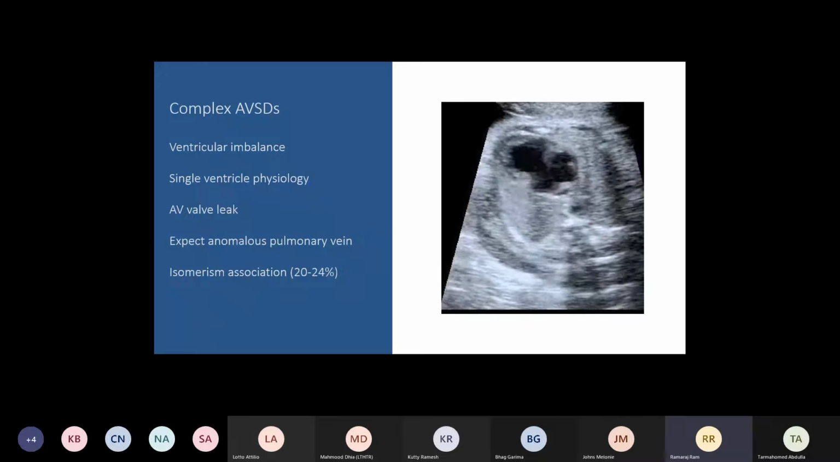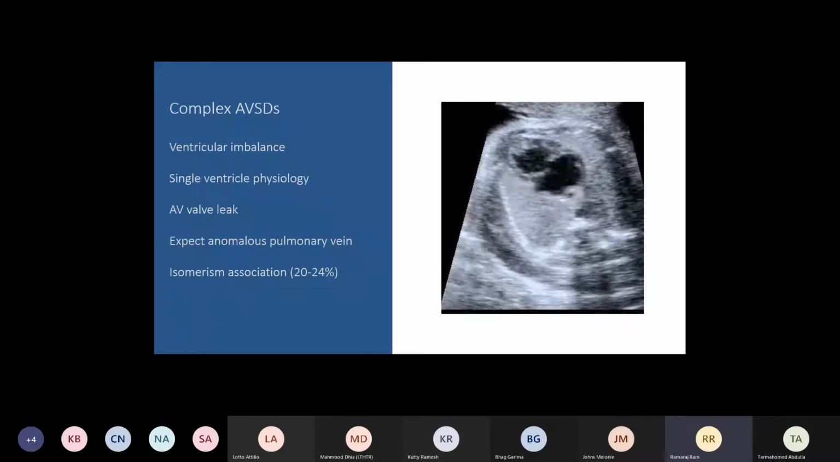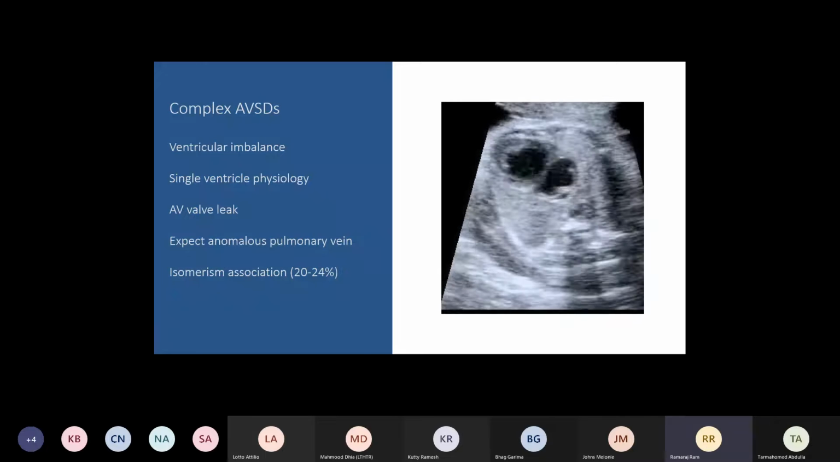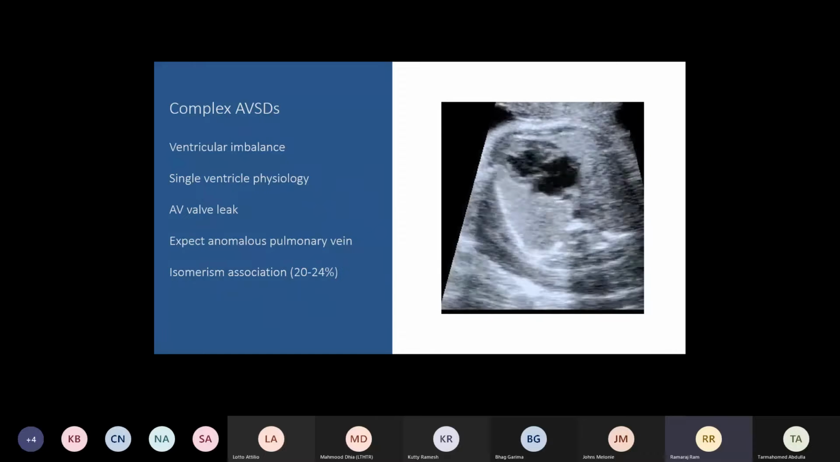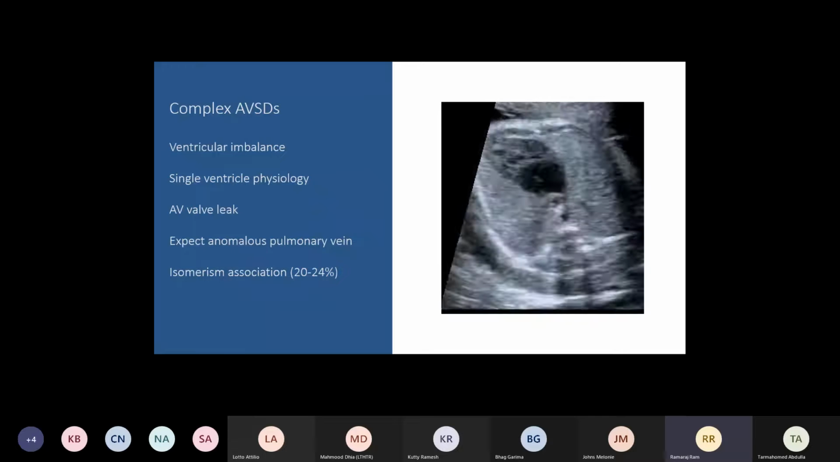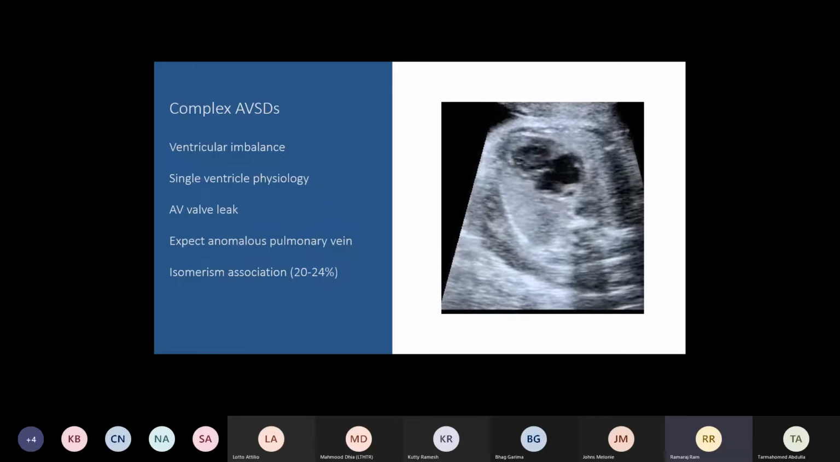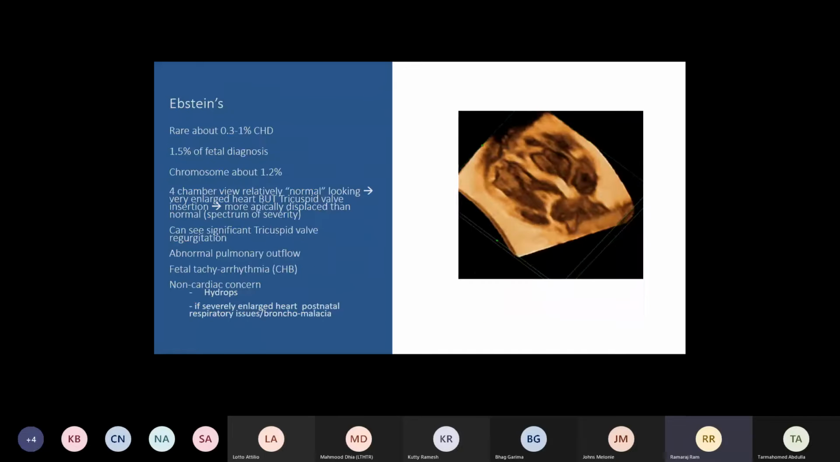And it's important to work with the fetal medicine unit here to look for other associated extracardiac anomalies and abdominal pathologies in this situation. Isomerism is a one in five to one in four common association in this scenario. And prognosis is going to be very poor here.